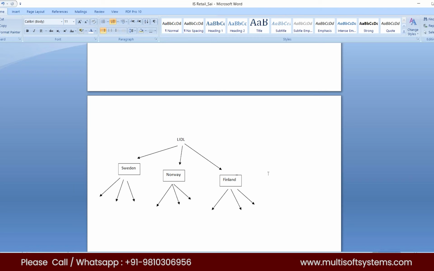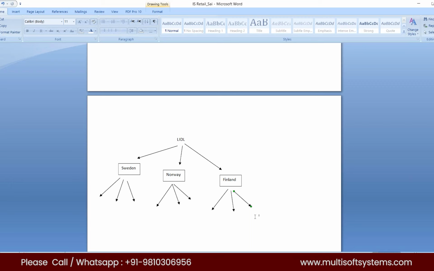Whatever example I have told right now, I was assuming that Lidl has store sales only in these countries. It can also have online sales, and in that case we will have one more layer, so multiple distribution channels. Sales org could be a one-to-one mapping for country. One country will have one sales org, or it can have multiple sales orgs. It depends on how the organization is set up.